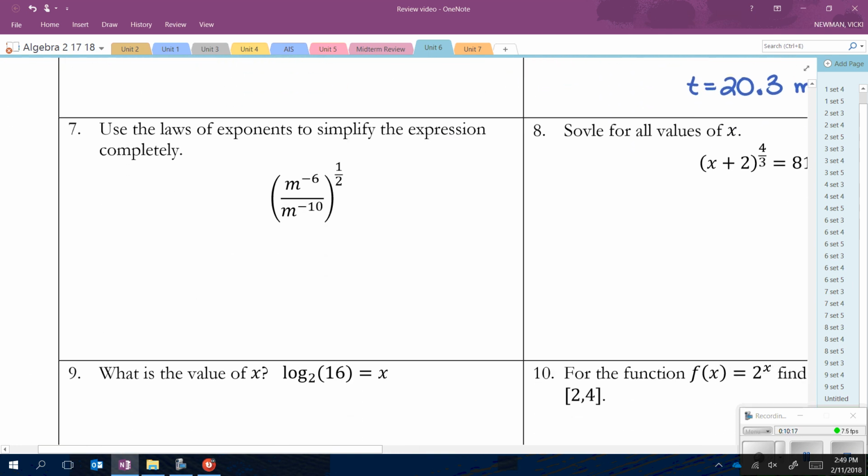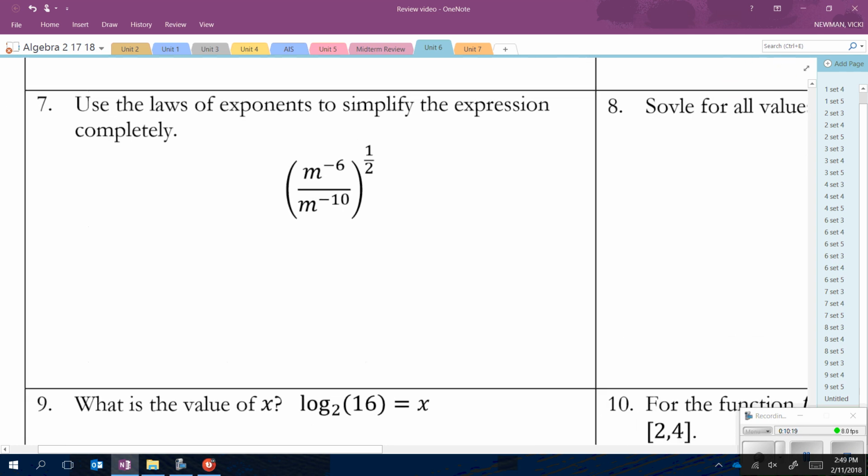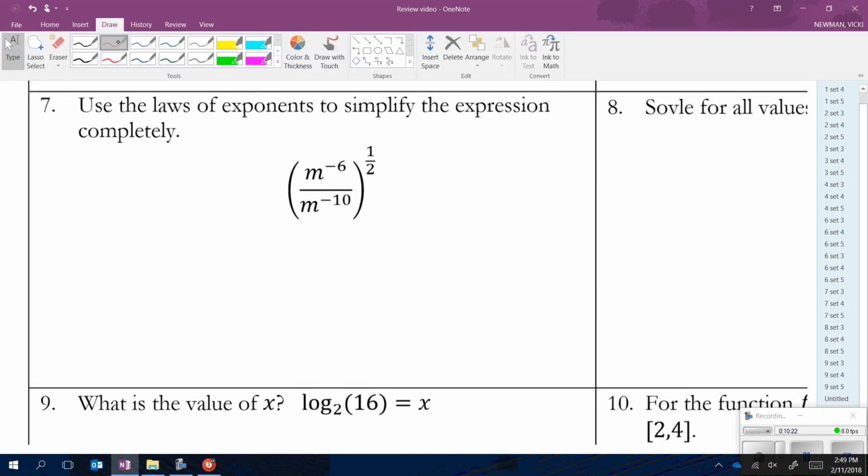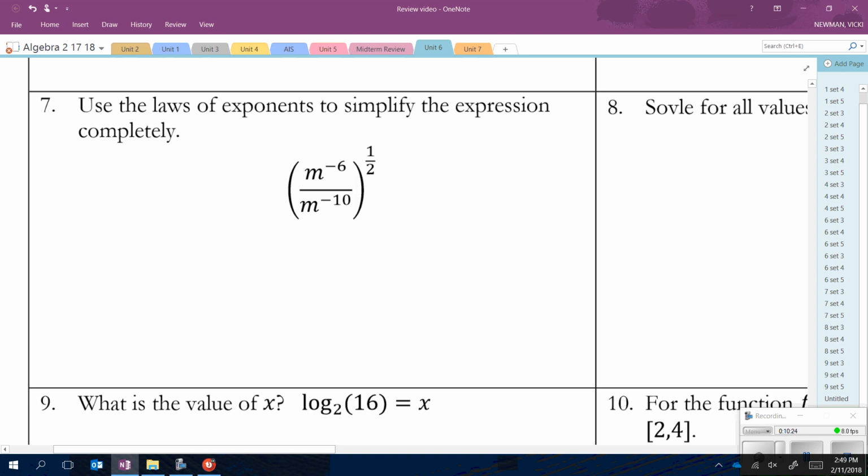Use the laws of exponents to simplify the expression. Yay! Okay, so negative exponents. So first, wait, rewind, stop. Order of operations says deal with the inside first. So on the inside, I notice that both of these are in the wrong location. So I'm going to move the 10 here and the 6 here. Okay, now they're both positive.